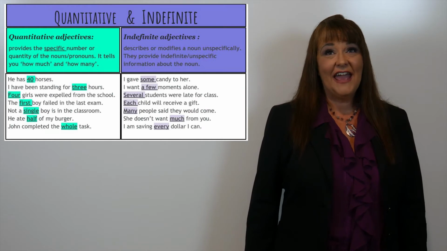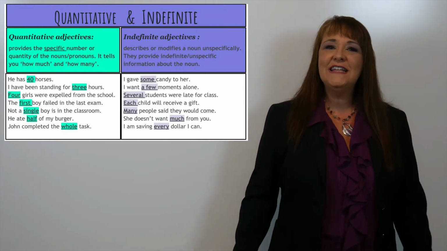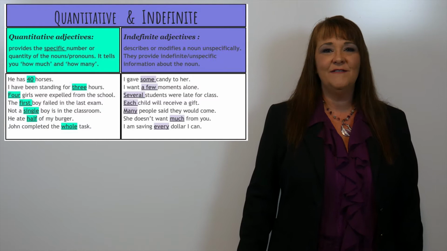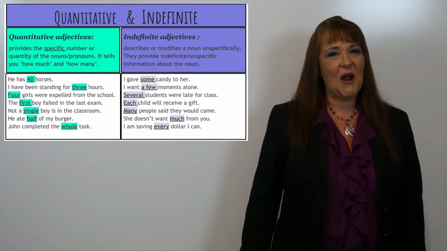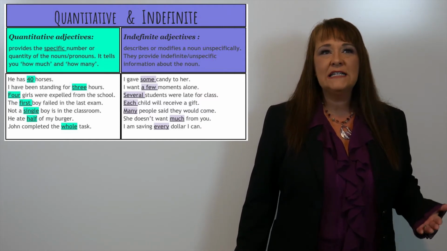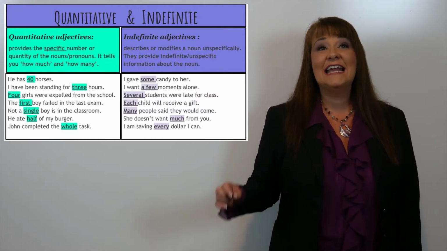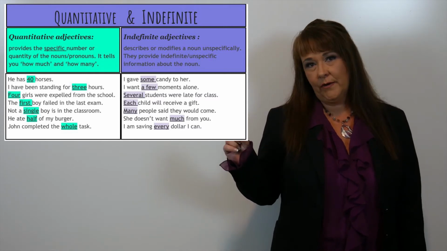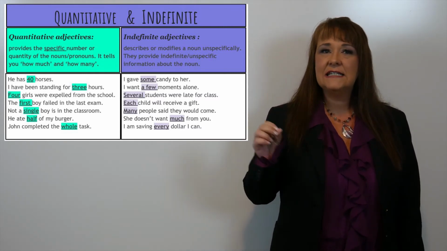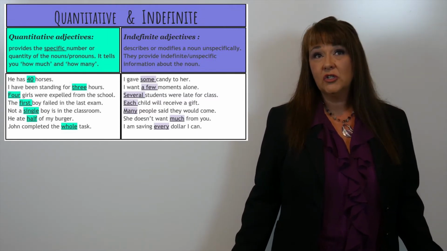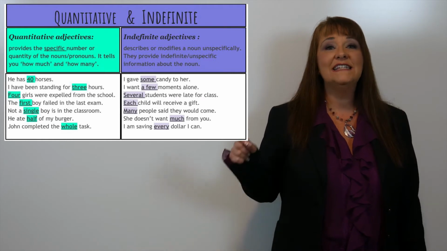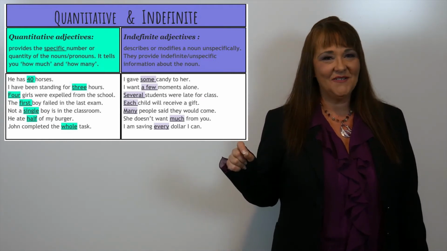So the next two types of adjectives we're going to talk about are quantitative and indefinite. I put these together because they're often confused. I thought by looking at them together, we might get a better idea. So a quantitative adjective provides a specific number or quantity, and it tells about the pronoun or the noun. It tells how much and how many with a specific amount.